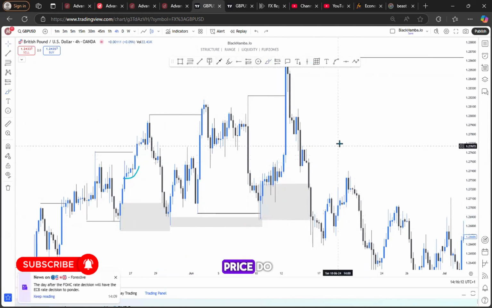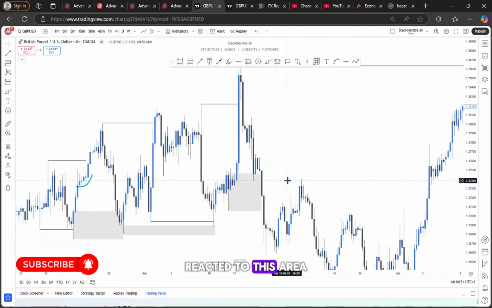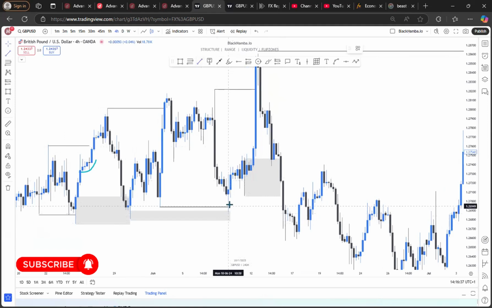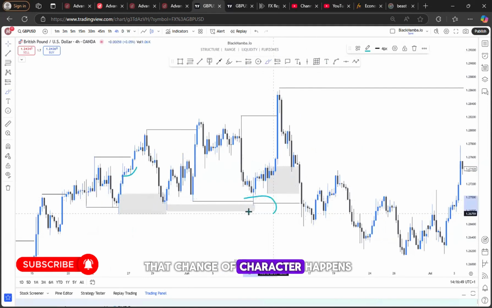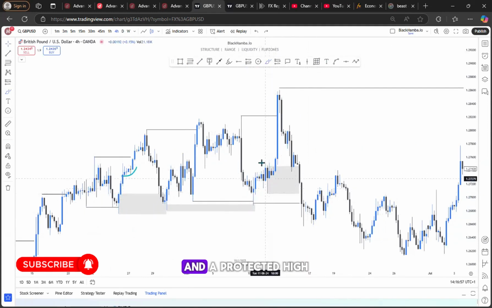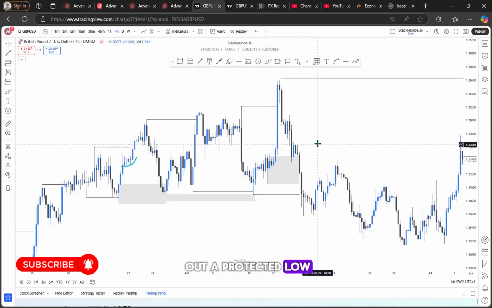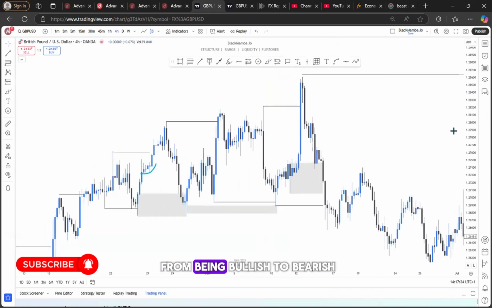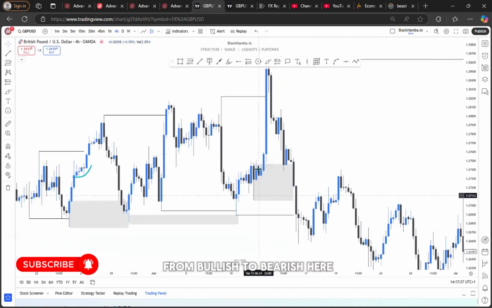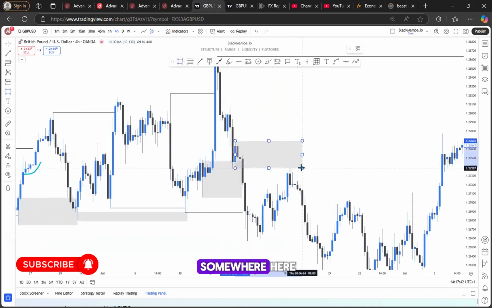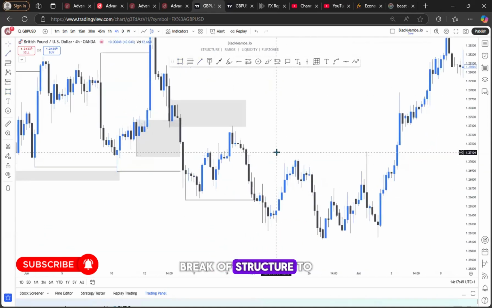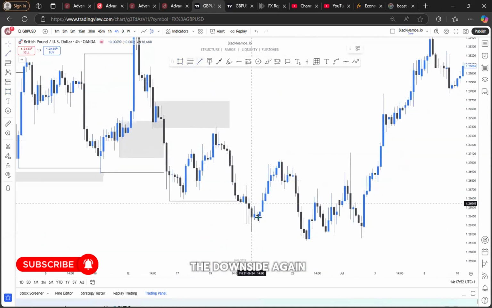But instead, what did price do? Price only reacted to this area, then took out the low. This area is where that change of character happened. A protected low and a protected high should be protected. So when price breaks out a protected low, that means price wants to shift from being bullish to bearish. So after price shifts from bullish to bearish here, you can see price came back, mitigates somewhere here, and breaks structure to the downside. Again, we had a break of structure to the downside.